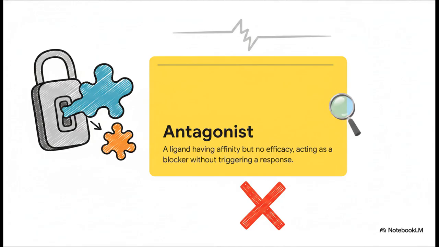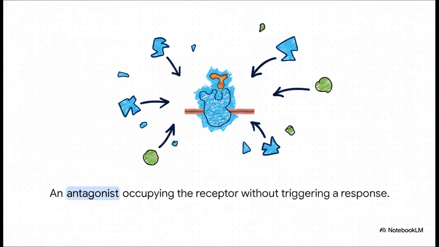No signal gets sent. By hogging that space, the antagonist neutralizes the receptor's ability to receive other signals. As long as that blocker is sitting there, not even the body's natural agonists can get in to activate the cell. It's a pretty brilliant way to stop an overactive biological process right in its tracks.